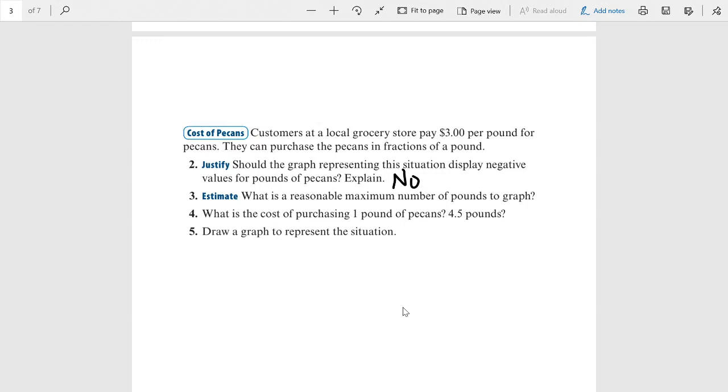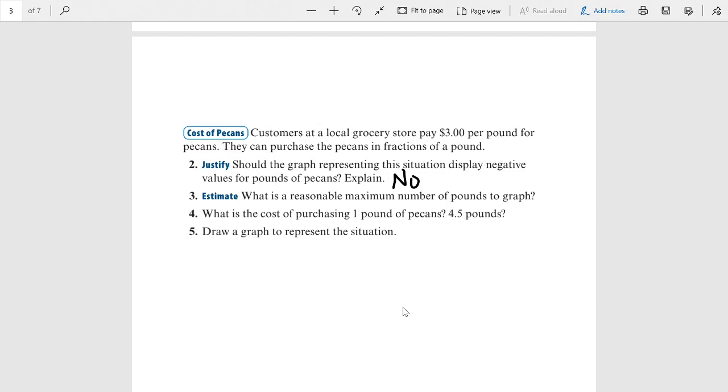Number 3, what is a reasonable maximum for the number of pounds to graph? Well, this kind of depends on what you're thinking about. If you are just an individual person buying pounds of pecans, maybe you would only go up to 5 pounds or 10 pounds. But if a restaurant that specializes in pecan pies buys these pounds of pecans, maybe you would go up to 100 pounds, who knows? So it depends on the situation, but let's say we're talking about an individual. And let's say we go up to 10 or 15 pounds, something like that.